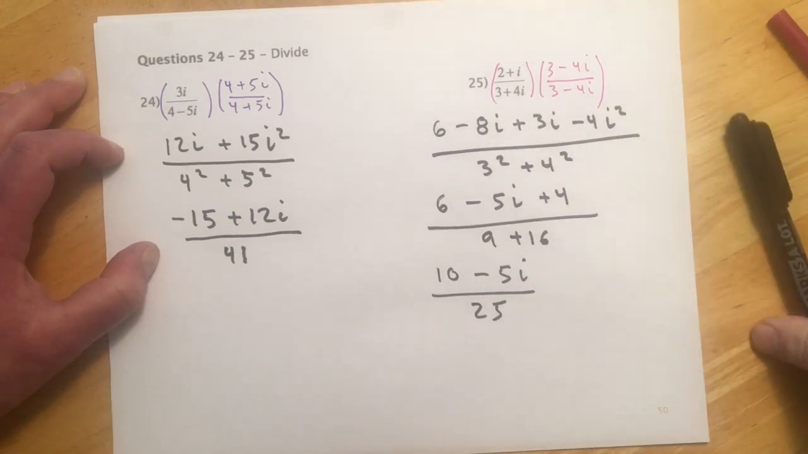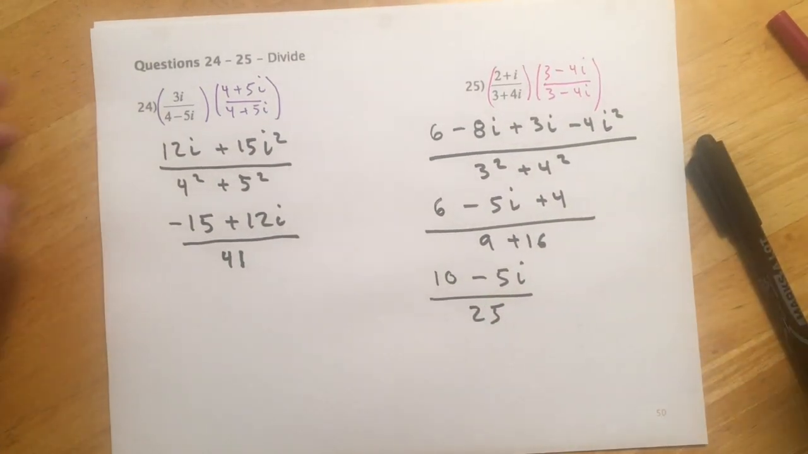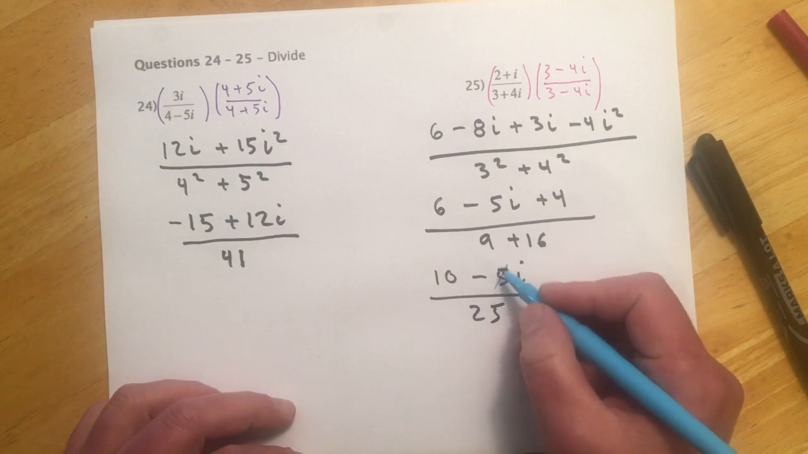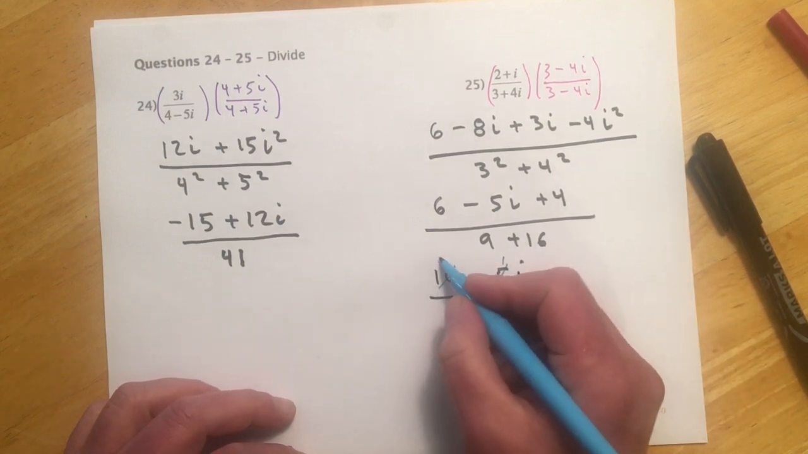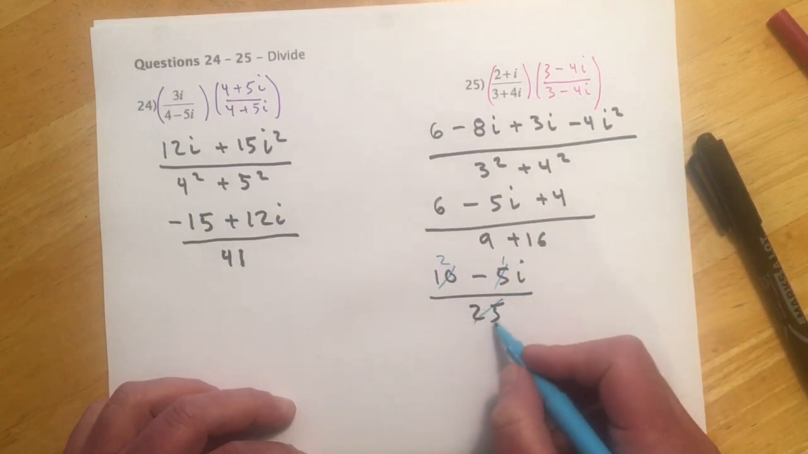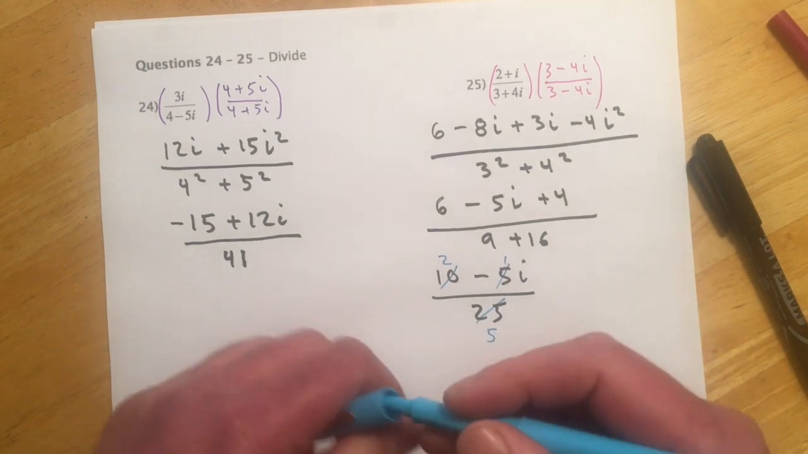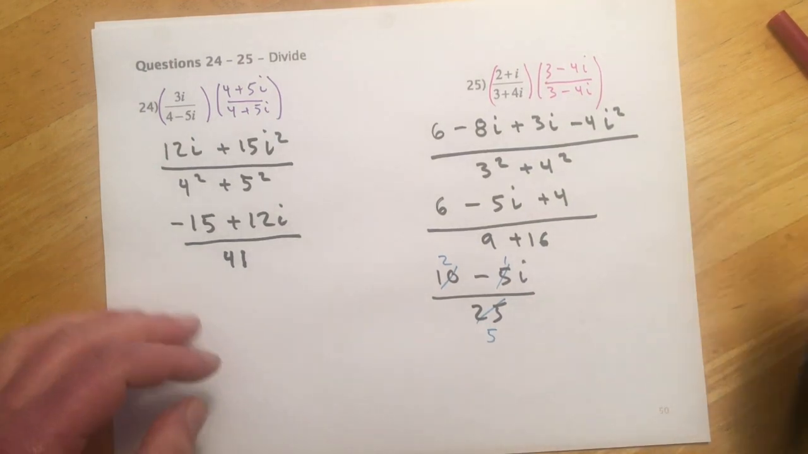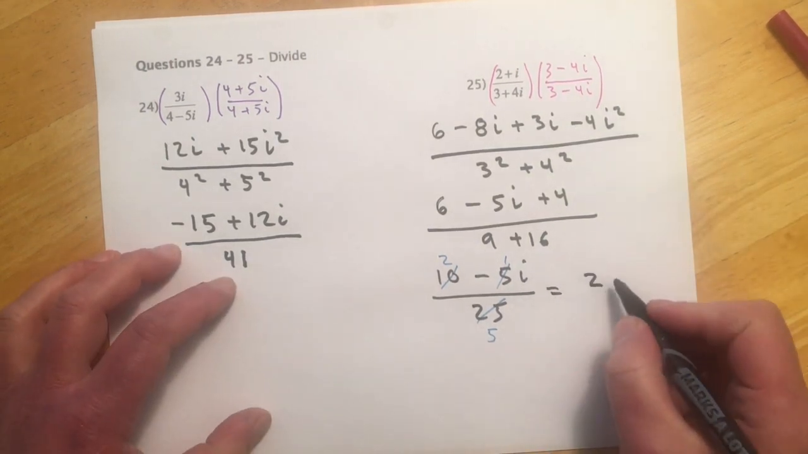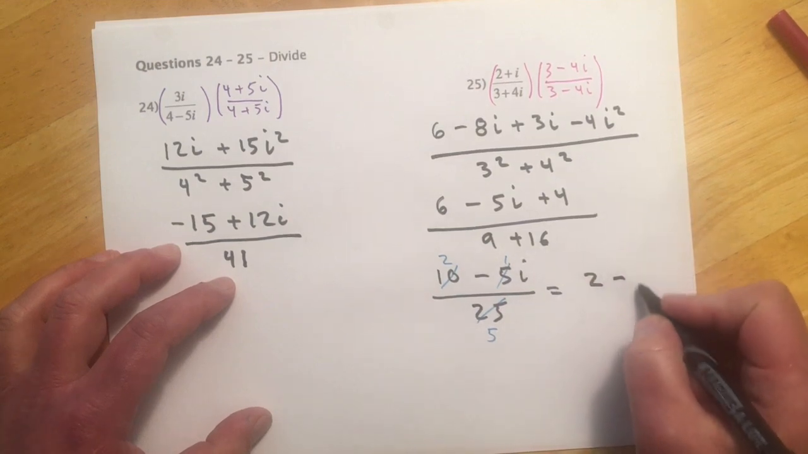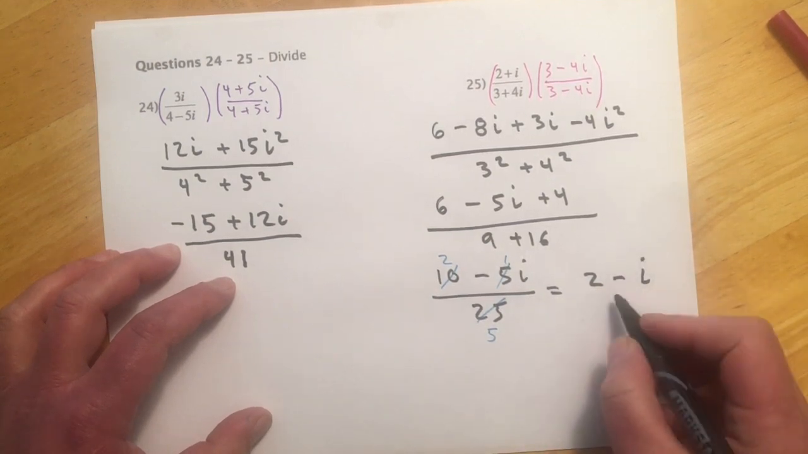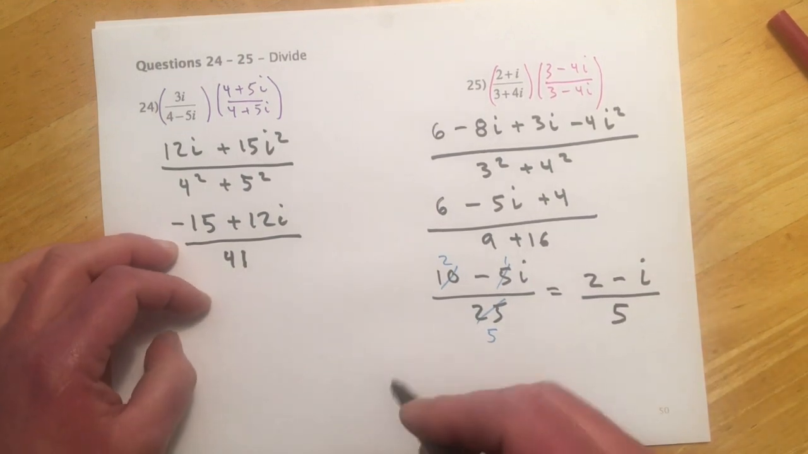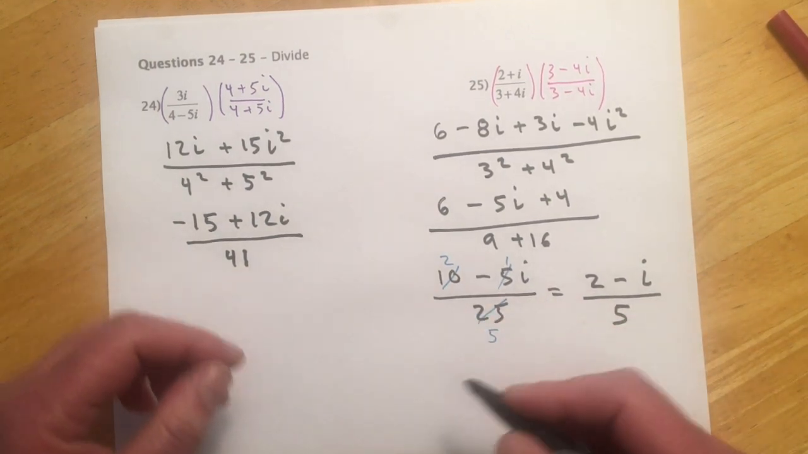So it looks like I can reduce a 5 out of everything. So we'll go 5 goes into 5 once, 5 goes into 10 twice, and 5 goes into 25 5 times. So this would be 2 minus, we don't usually write the 1i, so I'll just call it i, but it's that invisible 1, over 5. And that concludes complex numbers.